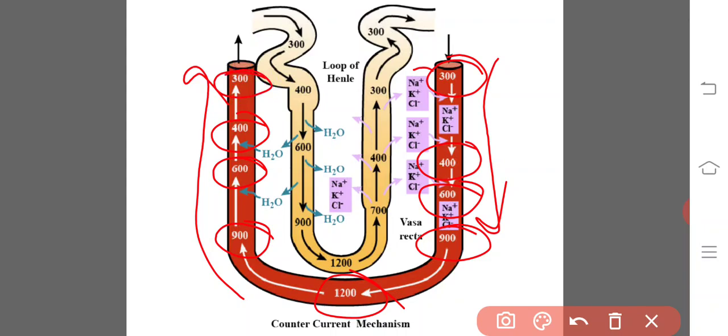The arrangement of cortical nephrons and juxtamedullary nephrons is very critical and crucial for the production of hypertonic urine. So this is the second kind of counter current, which is seen in the vasa recta and the Henle's loop.